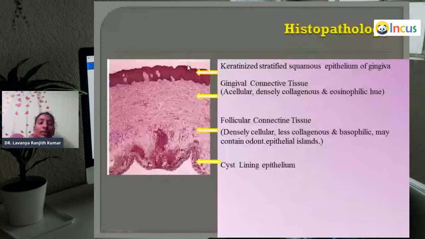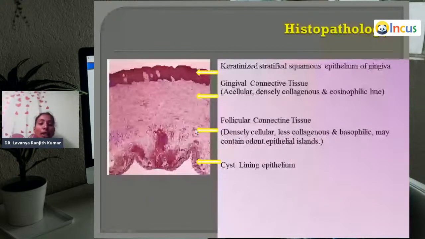So the first is the soft tissue component. It can be gingiva. Most commonly it is gingiva. So it is lined by parakeratinized stratified squamous epithelium. And the connective tissue of this gingiva is acellular and densely collagenous, very tightly packed. We can see tightly packed collagen fibers with an eosinophilic hue. Eosinophilic means pink color.